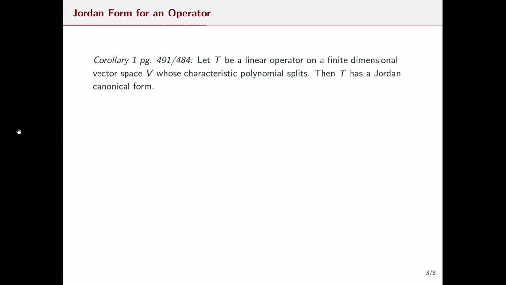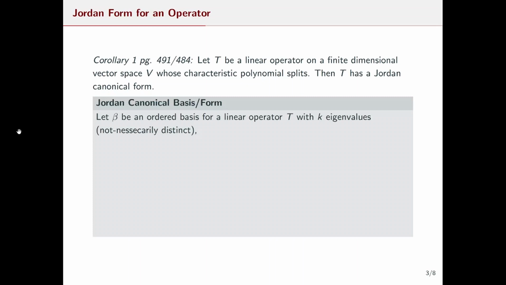Before we start talking about the Jordan form for a linear operator, we should be certain it exists in the first place. Corollary 1 provides such a condition. It tells us that if T is a linear operator on a finite dimensional vector space V, whose characteristic polynomial splits, we can be guaranteed this if our field is algebraically closed, then T has a Jordan canonical form.